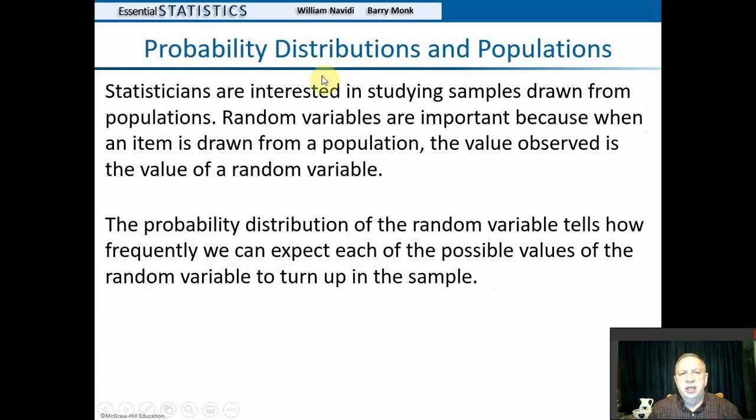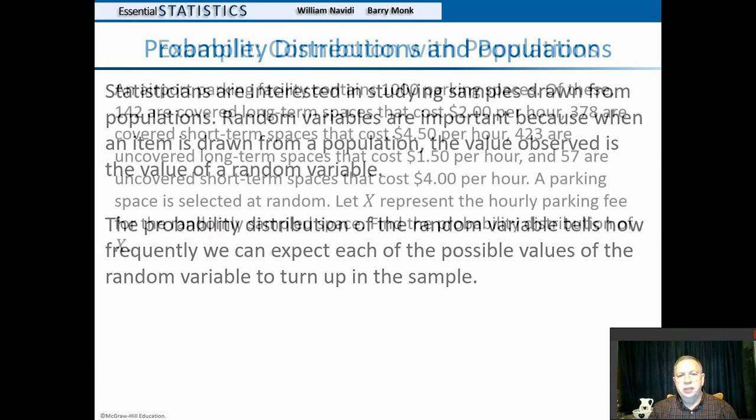So here's just a general statement, kind of read over this. Basically, we do a lot of drawing samples from populations. If we've got a good idea of the probability distribution based on populations, and we go and grab a sample out of that population, we can use those distributions to understand things about samples, how values could turn up, so we can say something about the probabilities.